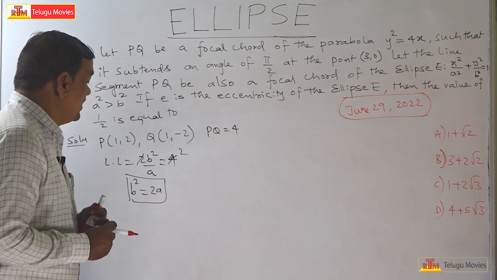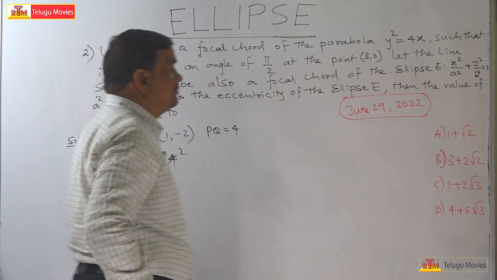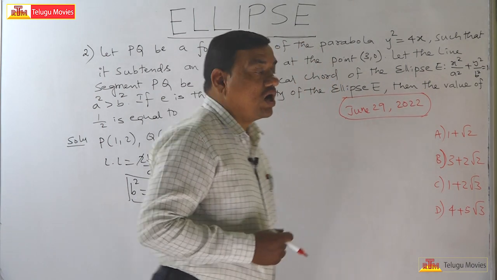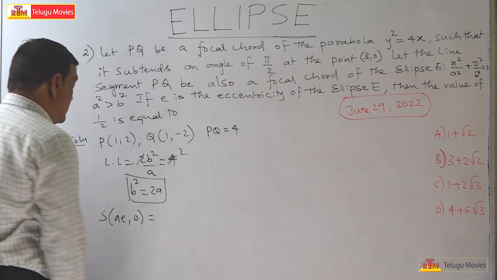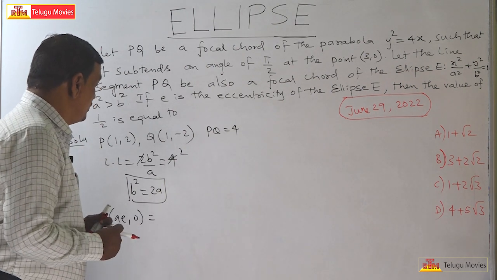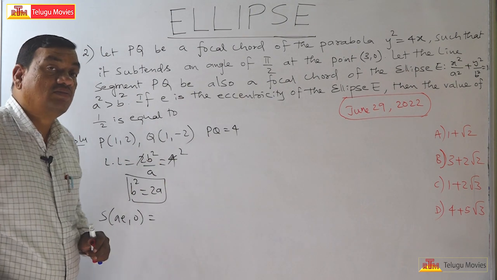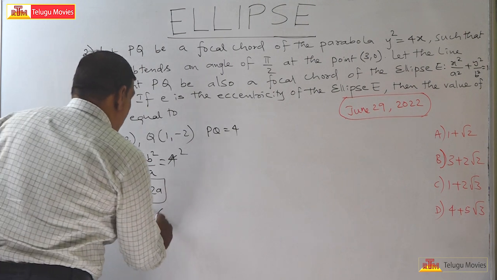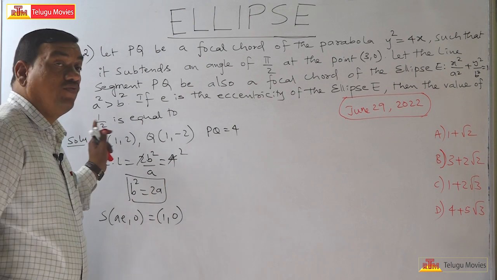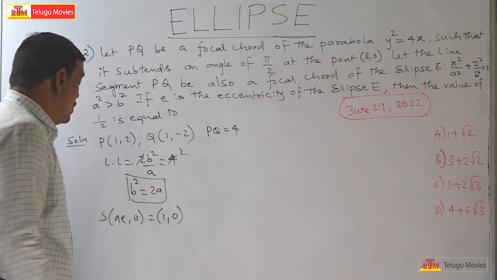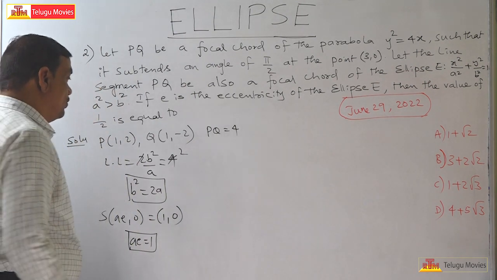And one more thing: what is the focus of this ellipse? Since the chord is passing through the focus now, what is the focus? S is equal to ae comma 0. So, this is nothing but ae comma 0, which means the midpoint of PQ, that is, 1 plus 1, 2 by 2. So, this is nothing but 1 comma 0. So, from this ae is equal to 1. We got ae is equal to 1.